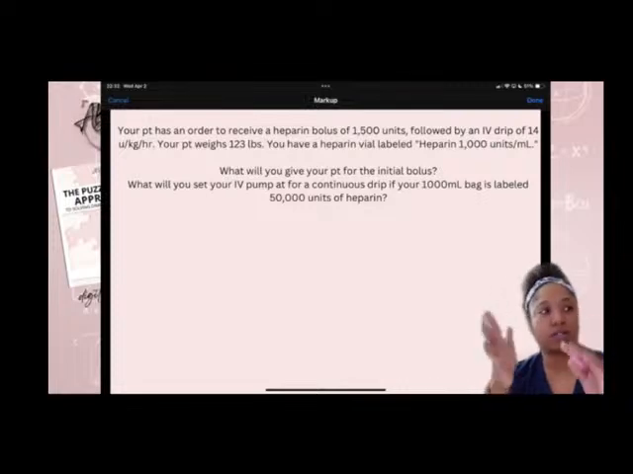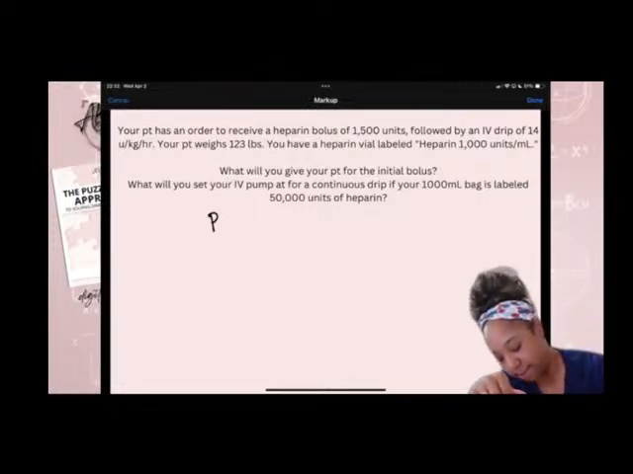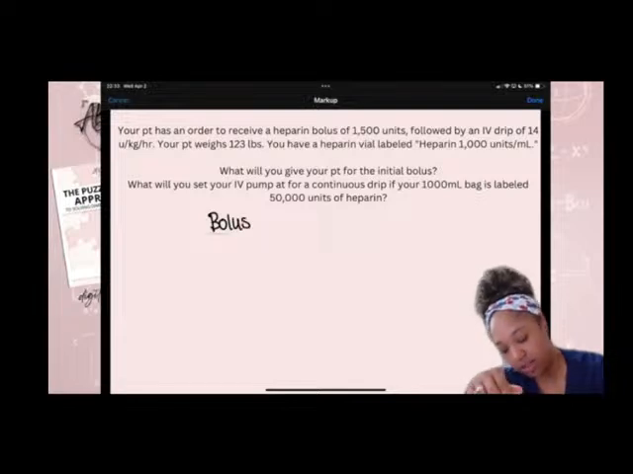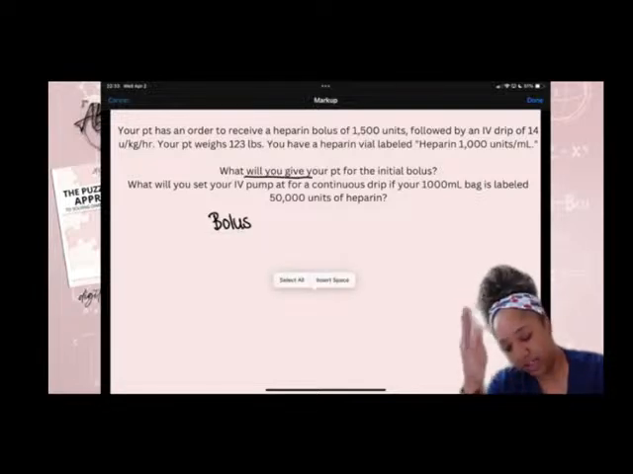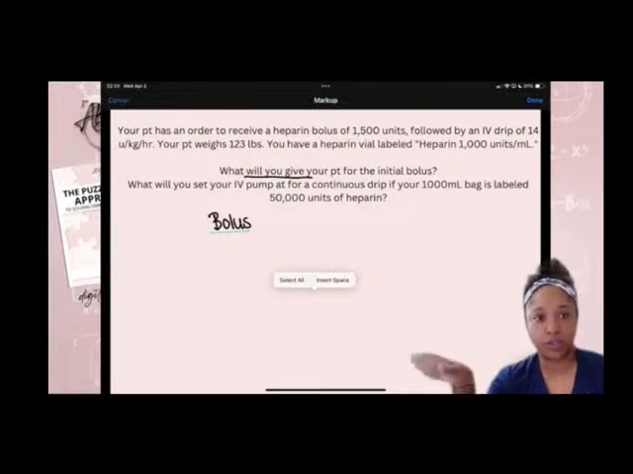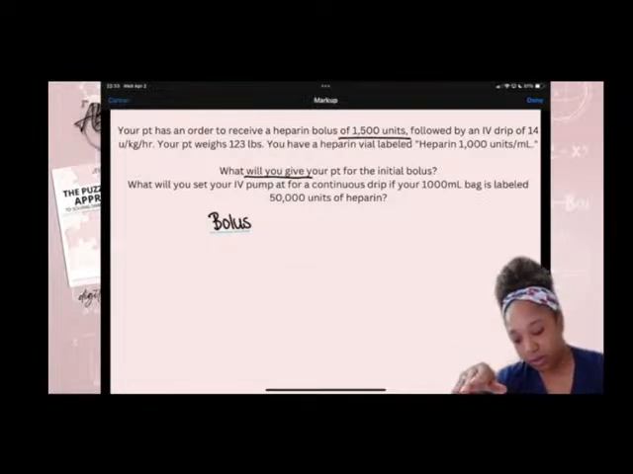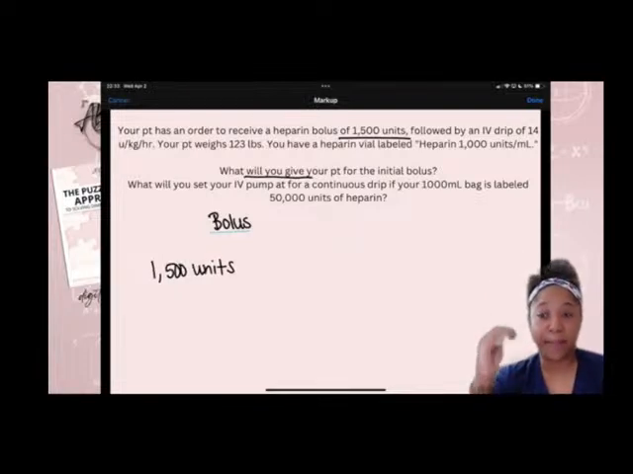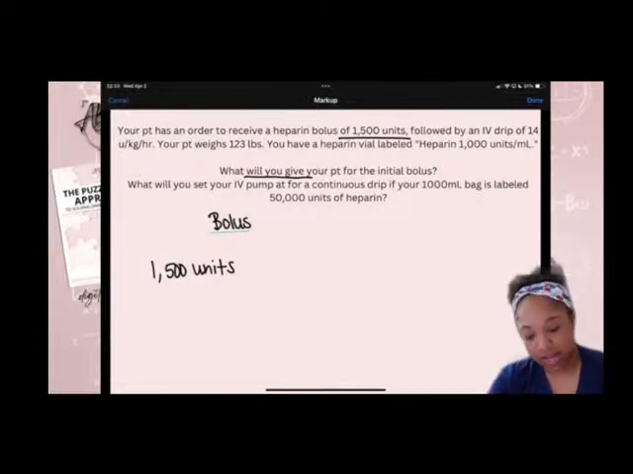Okay, so first things first, we're going to do the bolus. What will you give your patient? What's for the bolus is for the bolus. What's for the drip is for the drip. So you see the bolus order is 1,500 units, okay? You see we've got a drip, a vial, and a bag. The bag is going to be for your drip. Your vial is going to be for your bolus, okay?